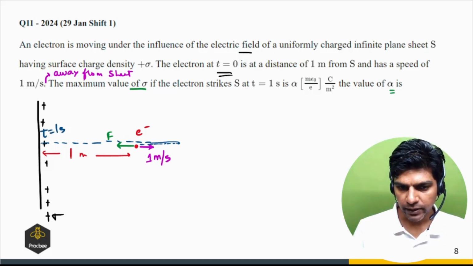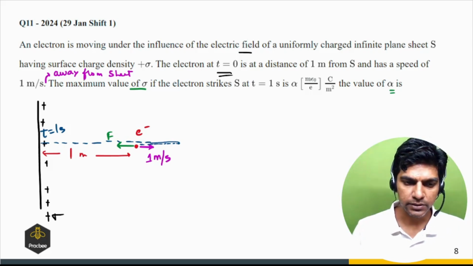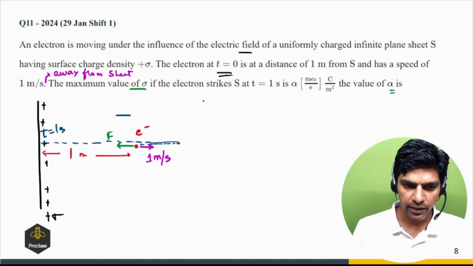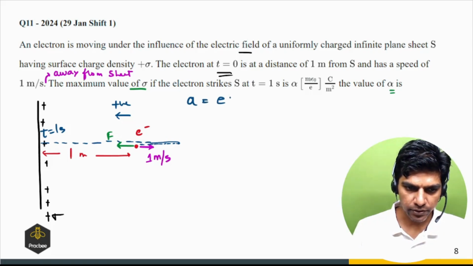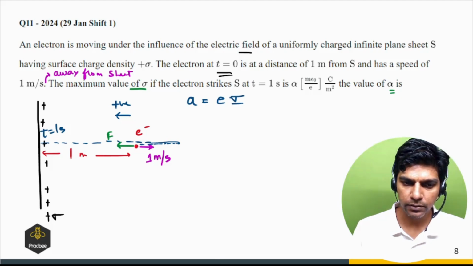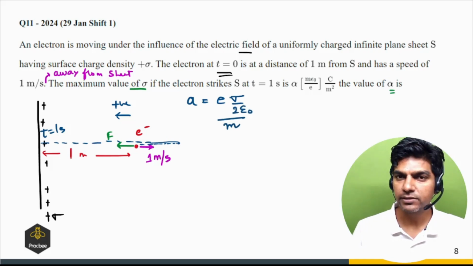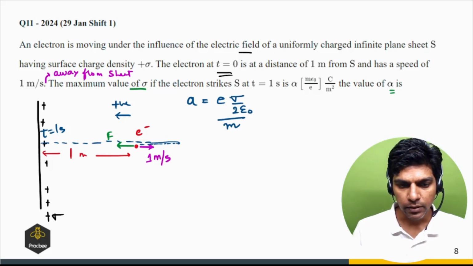So if you want to find the value of sigma, we can apply kinematics. So we have given this, if I consider left direction is positive, acceleration is given which is charge times the electric field. Electric field by the infinite sheet of charge will be sigma by 2 epsilon naught divided by mass. So that is the acceleration produced in the electron.